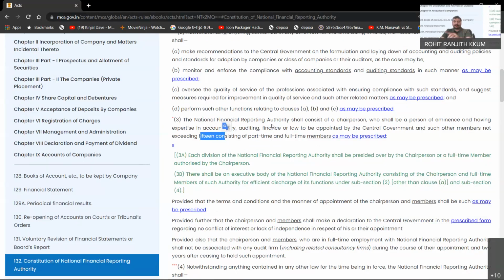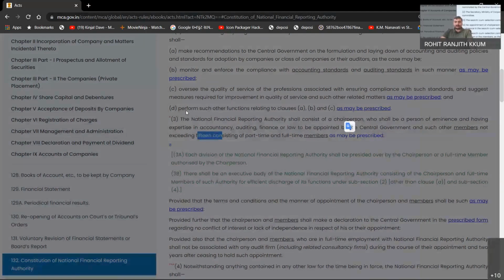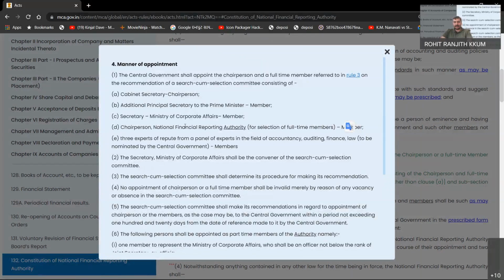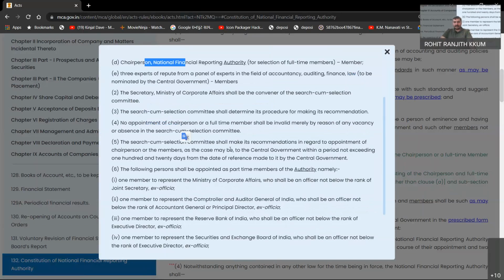So guys, 1 plus 15, so total maximum, how many members can be there in the composition? Answer the question. Tell me. Maximum 16. Now look at the qualification of this composition. So what is the composition now? So central government shall appoint the chairperson and a full-time member on the recommendations of a search-cum-selection committee consisting of chairman, additional principal secretary, secretary, chairperson. All right.